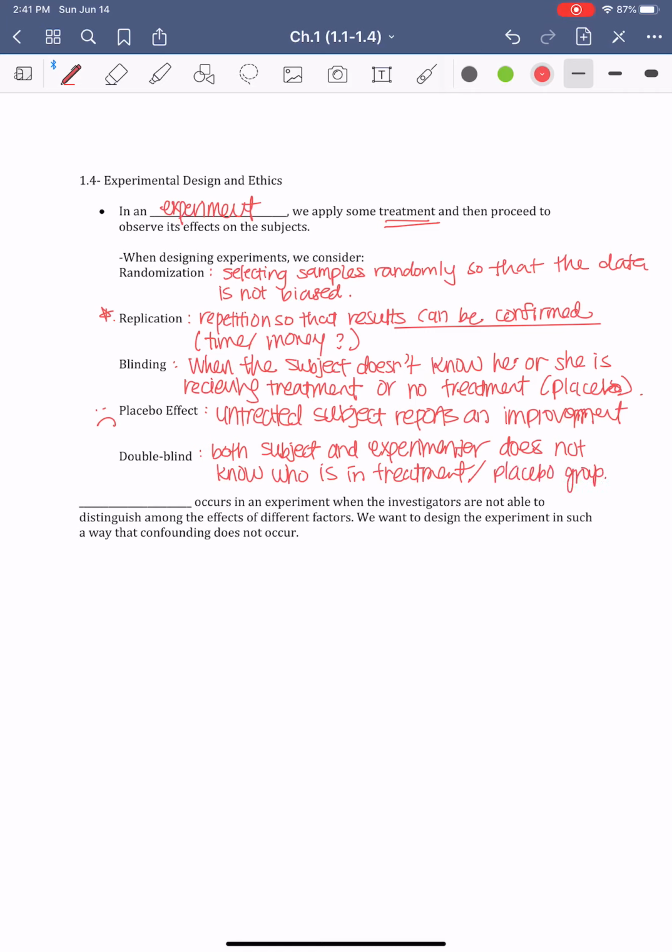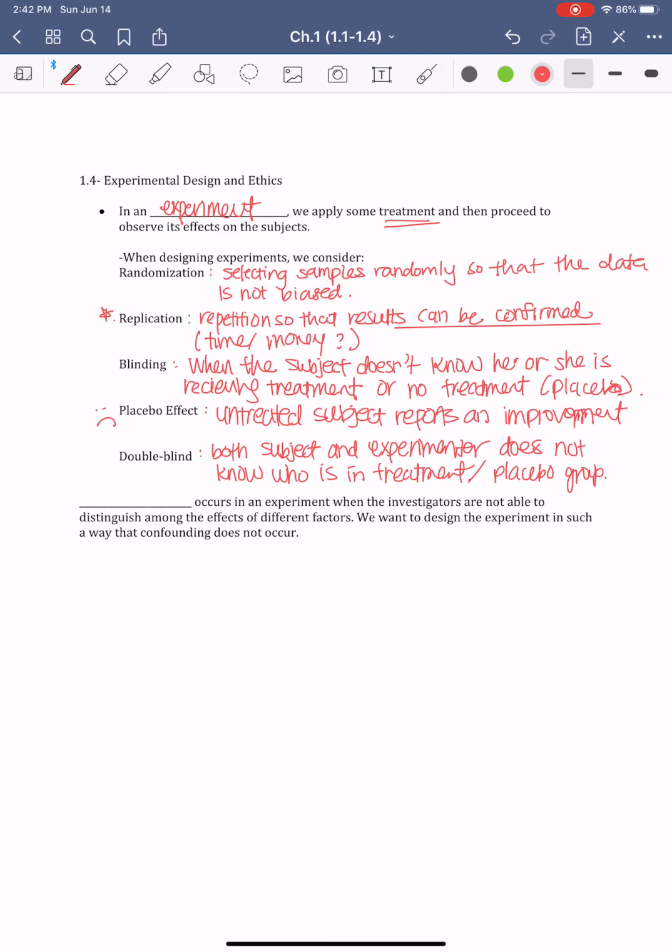So why do we want this? Sometimes as an experimenter, you really want to see the result of the treatment group losing 10 pounds because that's what you want to confirm during the experiment. So I may unintentionally pay more attention to the treatment group than the placebo group because I want to see the result happening in the treatment group. So double blind helps you eliminate that so that the experimenter is treating both treatment and placebo groups equally.